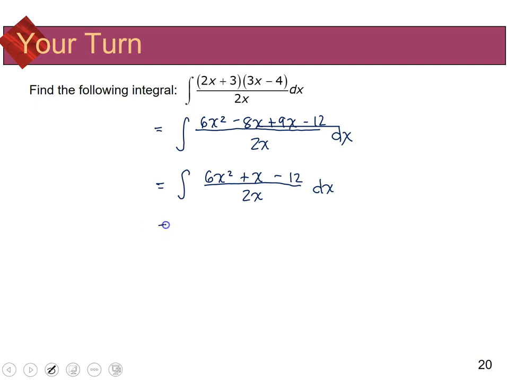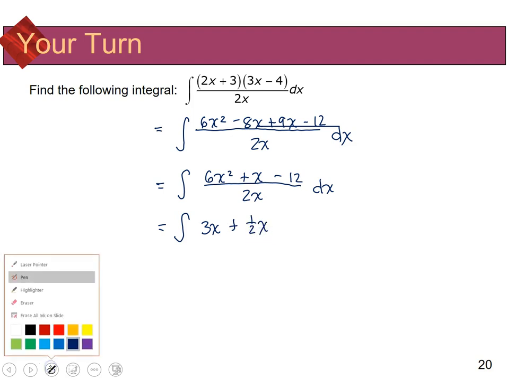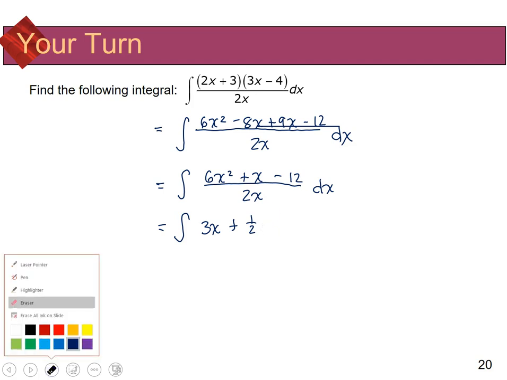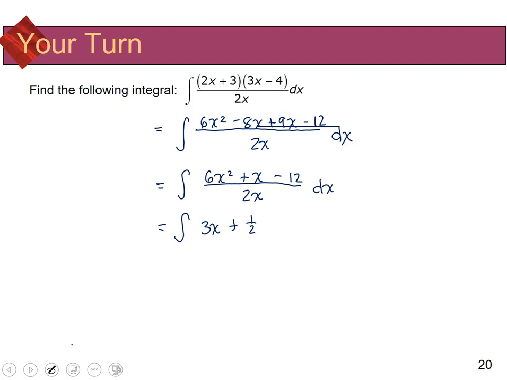And I'll actually carry out the division with the 2x. So 6x squared divided by 2x is 3x. x divided by 2x is just 1/2. The x's cancel. And the minus 12 over 2x, I end up with a minus 6 over x dx.